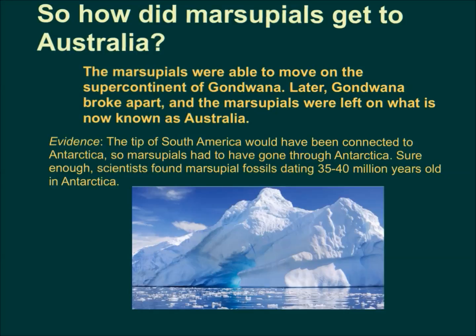Well, the marsupials were able to move on the supercontinent of Gondwana. Later, Gondwana broke apart, and the marsupials were left on what is now known as Australia. There is evidence of this. The evidence is that the tip of South America would have been connected to Antarctica, so marsupials had to have gone through Antarctica, so one would expect fossils to be found there. Sure enough, scientists found marsupial fossils dating 35 to 40 million years old in Antarctica.